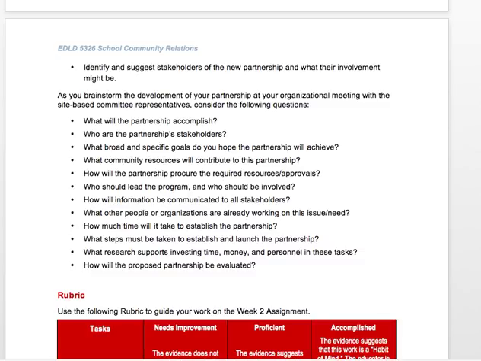So we've given you some questions to kind of think about as you're brainstorming with your team. What do you want the partnership to accomplish? Who do you think the stakeholders should be? What should the broad and specific goals be? What community resources do you need? How are you going to procure those resources? Who's going to lead the program? Who should be involved? How are you going to communicate to all the stakeholders? Are there people already working on this issue? And if there are, do you need to be working with them on this? How much time is it going to take? What steps are you going to be thinking about?